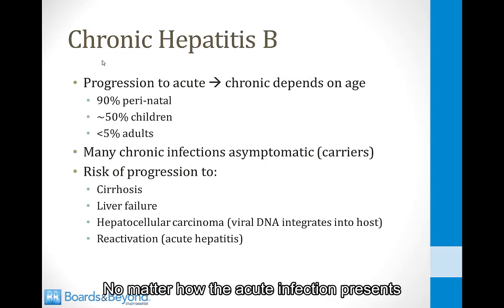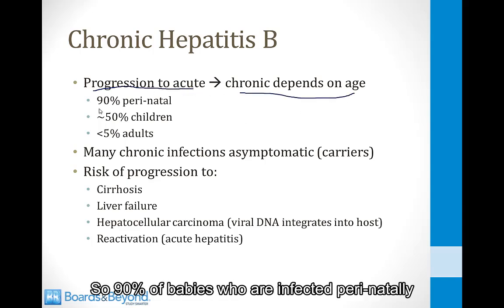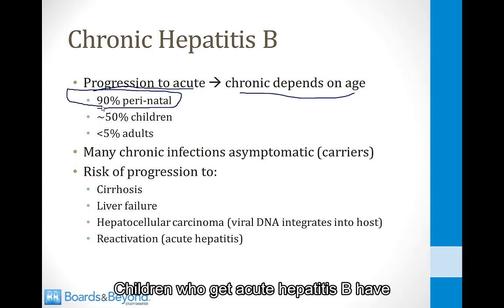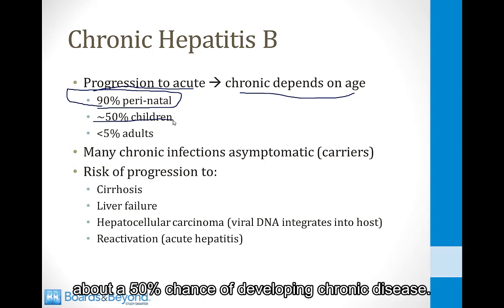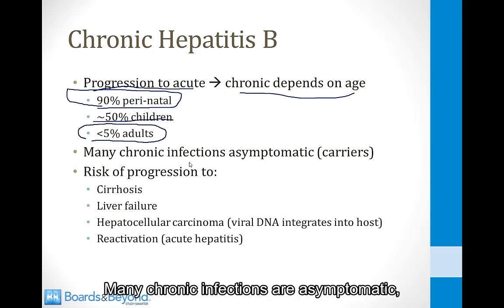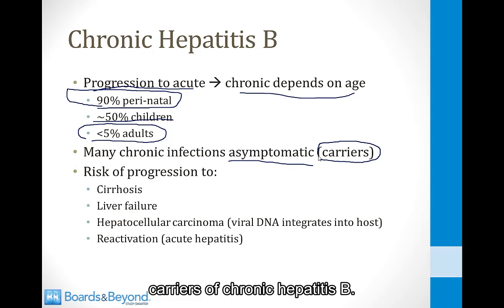No matter how the acute infection presents, it can go on to cause chronic hepatitis B, and the progression from acute to chronic disease depends heavily on age. So 90% of babies who are infected perinatally will develop chronic disease. Like I said before, they are the highest risk group. Children who get acute hepatitis B have about a 50% chance of developing chronic disease, and less than 5% of adults who get acute hepatitis B will develop chronic disease. Many chronic infections are asymptomatic, so many patients are what's called carriers of chronic hepatitis B.